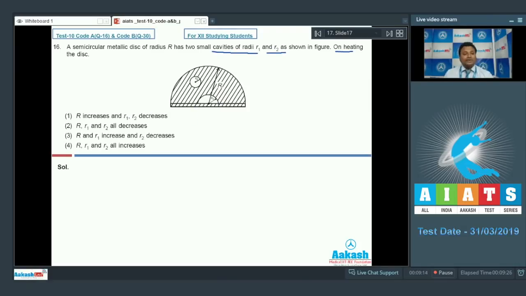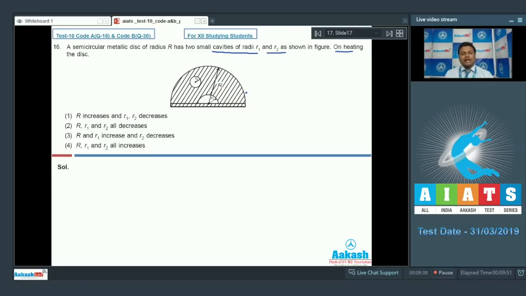Option number 1, R increases, R1, R2 decrease. Option number 2, R, R1 and R2 all decrease. Option number 3, R and R1 increase and R2 decreases. Option number 4, R, R1 and R2 all increase.